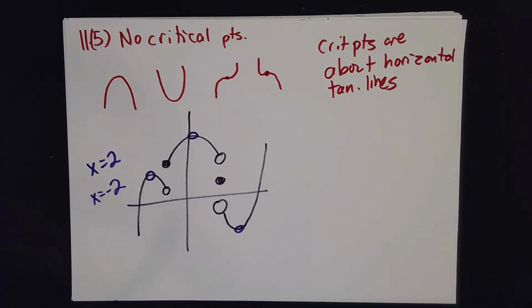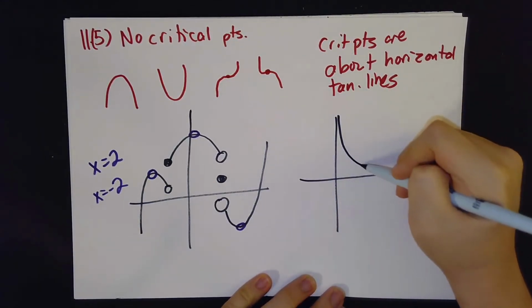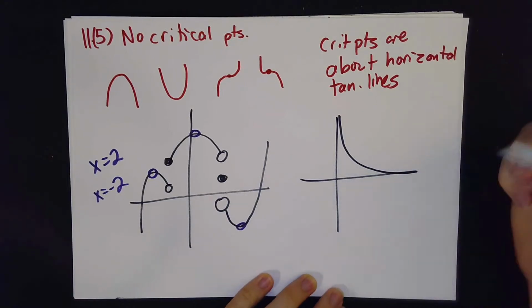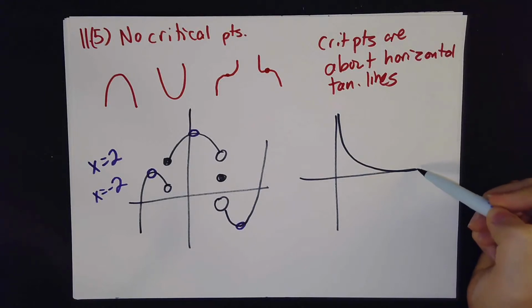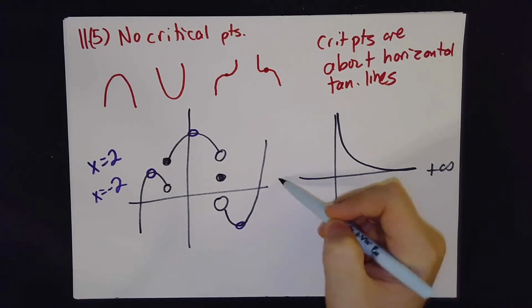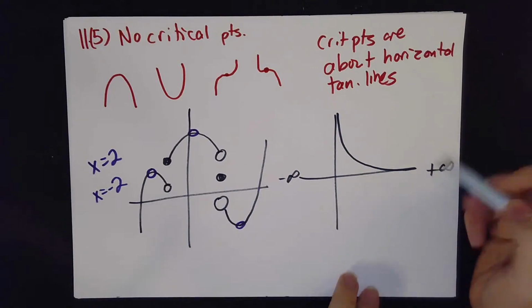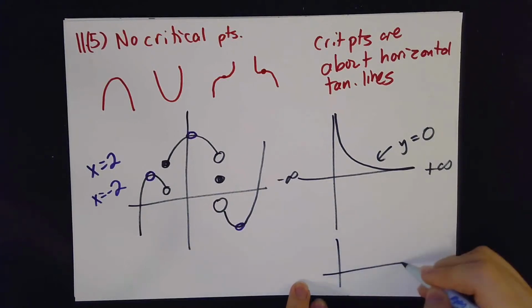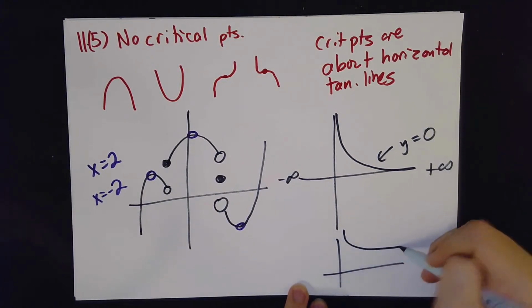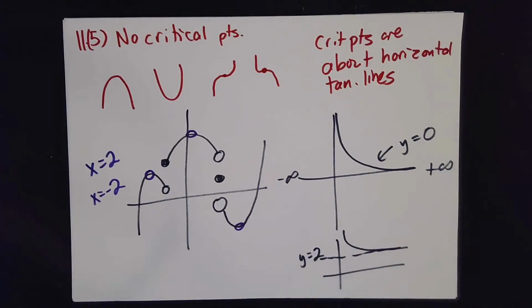It does not appear from this graph like there are any horizontal asymptotes. Remember, a horizontal asymptote would look something like this, where there's some horizontal value that the graph is approaching out at plus infinity or minus infinity. This would be a horizontal asymptote at y equals 0, but you might also have something like this, where if this is y equals 2, then that would be the horizontal asymptote.